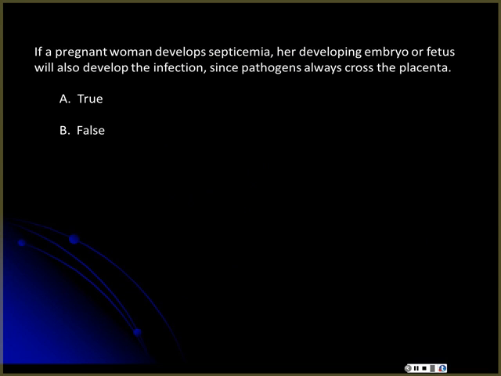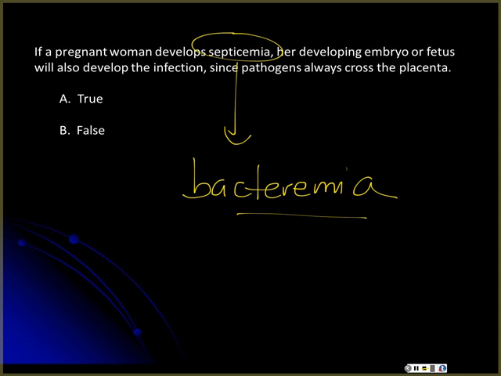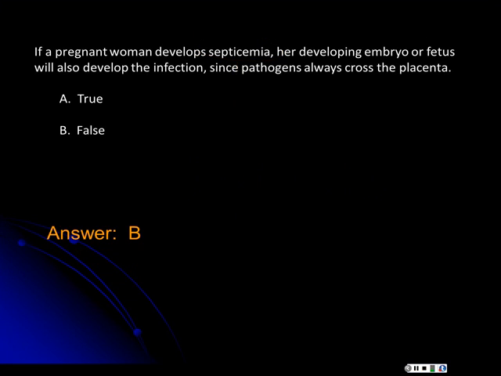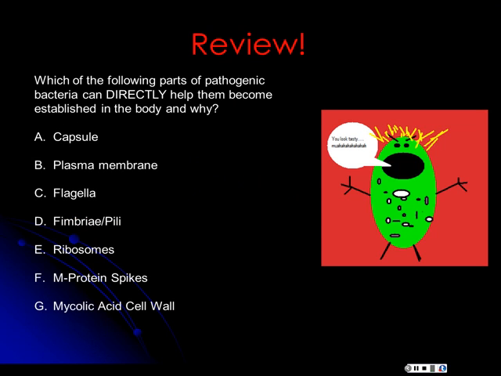If a pregnant woman develops septicemia, what does that mean? Yeah, blood infection. And when it's just septicemia, usually it's bacteria, but it doesn't have to be. Even a viral infection of the blood would be a type of septicemia. But normally when that term gets used, people are really referring to bacteremia, where you have bacteria in the blood. All right, her developing embryo or fetus will also develop the infection since pathogens always cross the placenta. Yeah, that's false. Some do, unfortunately, but not all of them.